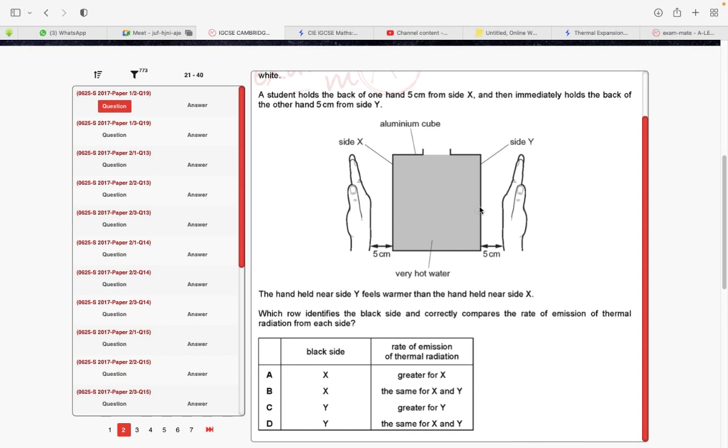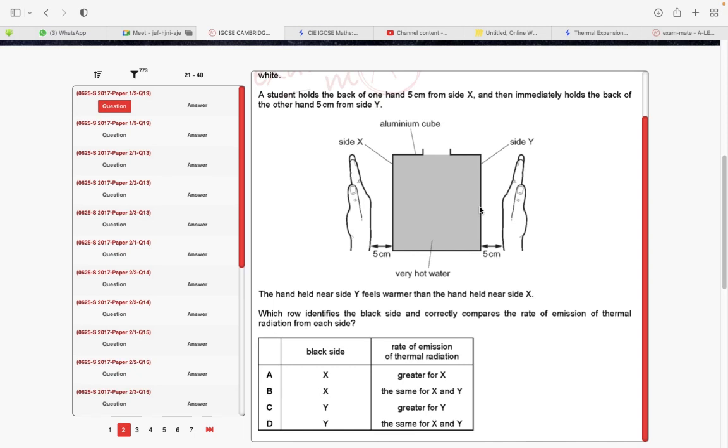Okay, because blacks are good absorbers of heat and better emitters of heat. Oh, okay. Since Y feels warmer, Y is the black side. Yes, I got it now. It's not because of reflection that is making it hotter. Because blacks are good absorbers, at the same time they are good emitters of the heat energy. So the one that feels warmer, that side is where the black is.